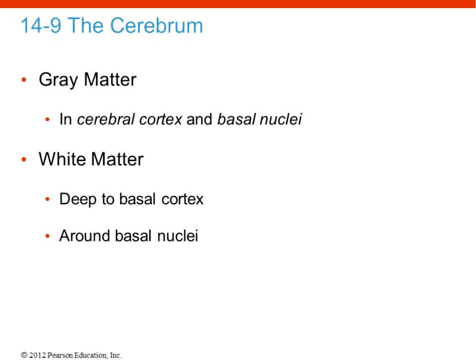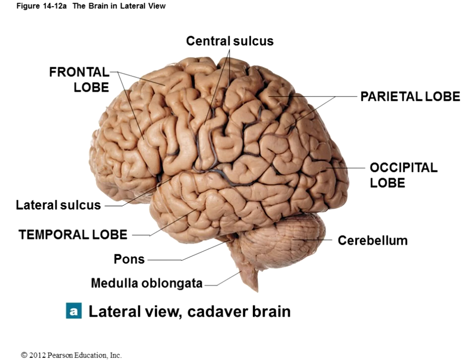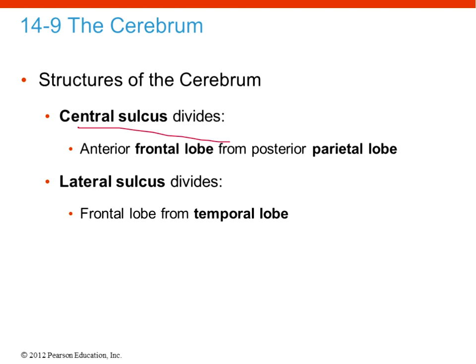You have cerebral cortex or neural cortex, which is on the surface of the brain. Then you have the basal nuclei, which are much deeper. The white matter, then, is pretty much everywhere else if you look at a cross-section of the brain. If you look at the surface of the brain, you're going to see these gyri, which help increase the surface area. They're basically folds. And the sulci are just a shell, a depression that separates these gyri, and the fissures are just deeper grooves, like a longitudinal fissure divides the cerebral hemispheres, for instance.